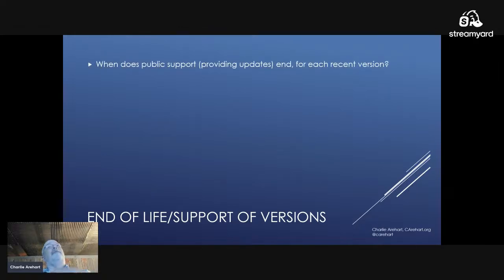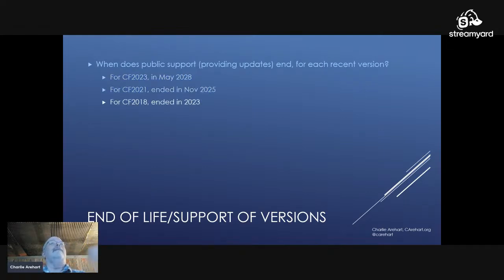So when does public support end for all these various things we talked about? CF 2023 will end in May of 2028. CF 2021 ended in November of 2025, and 2018 ended in 2023. So it's always 5 years. And so we'll have 5 years seemingly of updates for 2025.